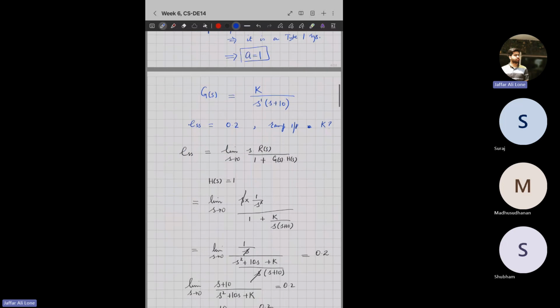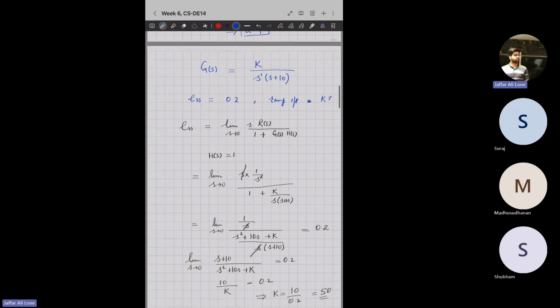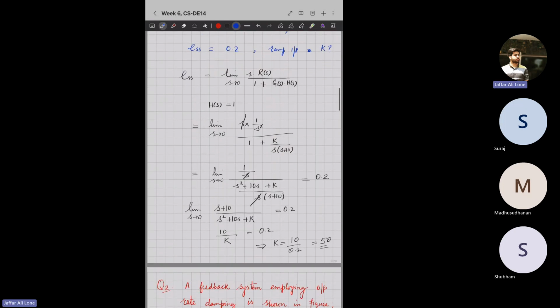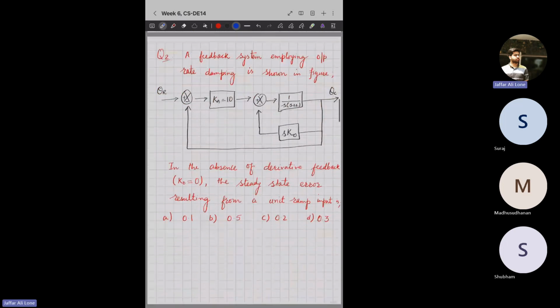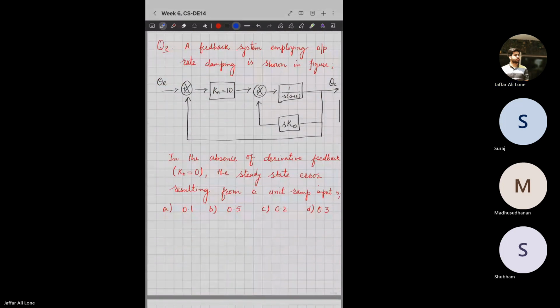I just applied the formula. It was given that a unit ramp is applied, so R of S is 1 by S square. Then I just put in the values and got the answer. I hope things are clear. Now, if that is clear, let's solve the next question.